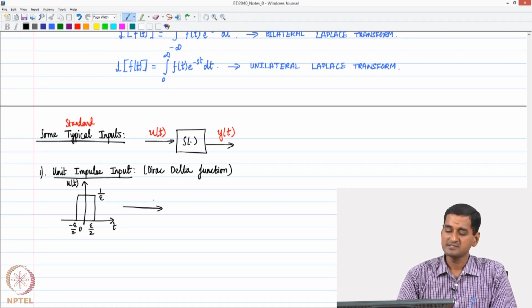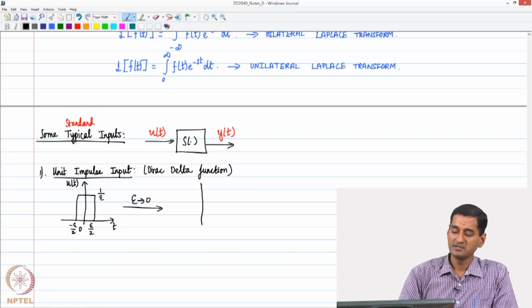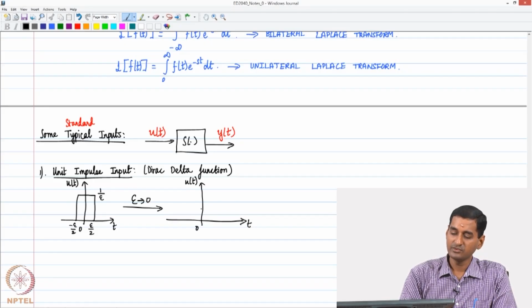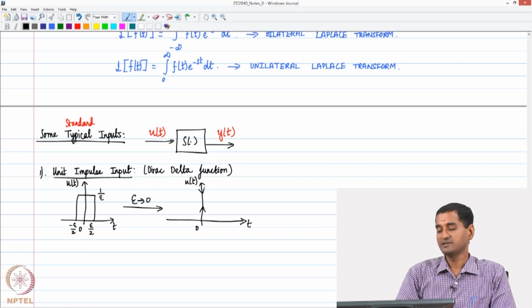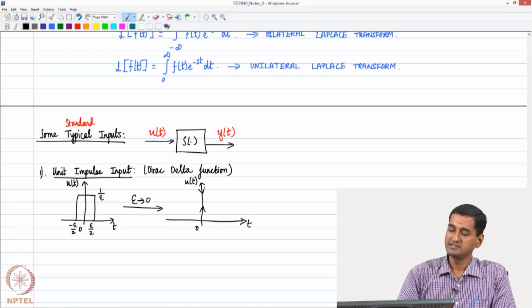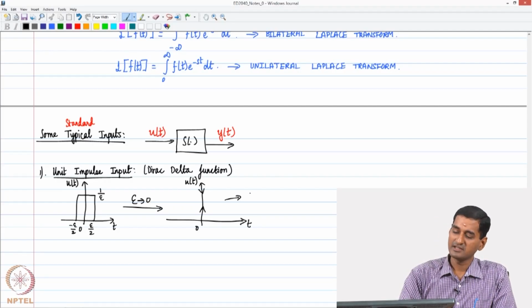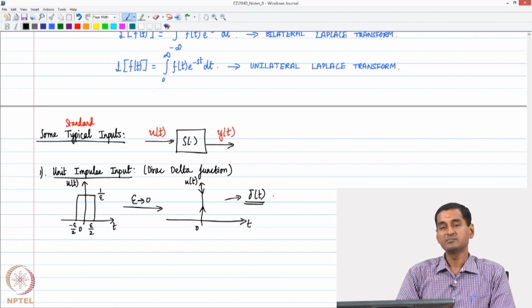So, then let us say we shrink this epsilon and make it tend to 0, right. What is going to happen is the following: the input is essentially going to just jump to a very high magnitude instantaneously and come back to 0 instantaneously. Okay. So, this is what is called the Dirac delta function, which is denoted by delta t. Delta t is the unit impulse input.